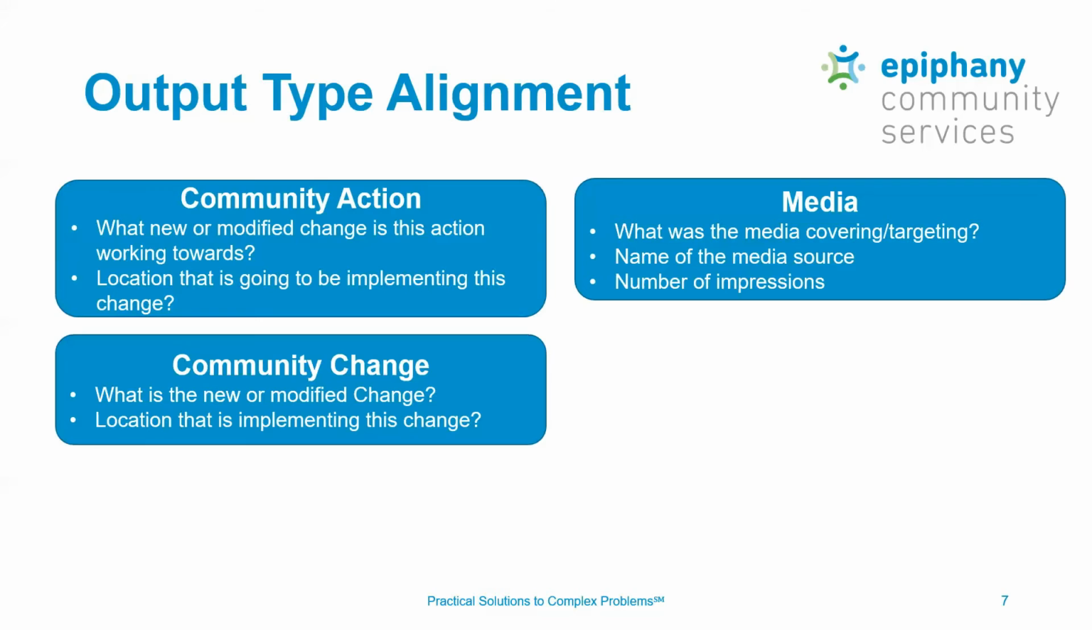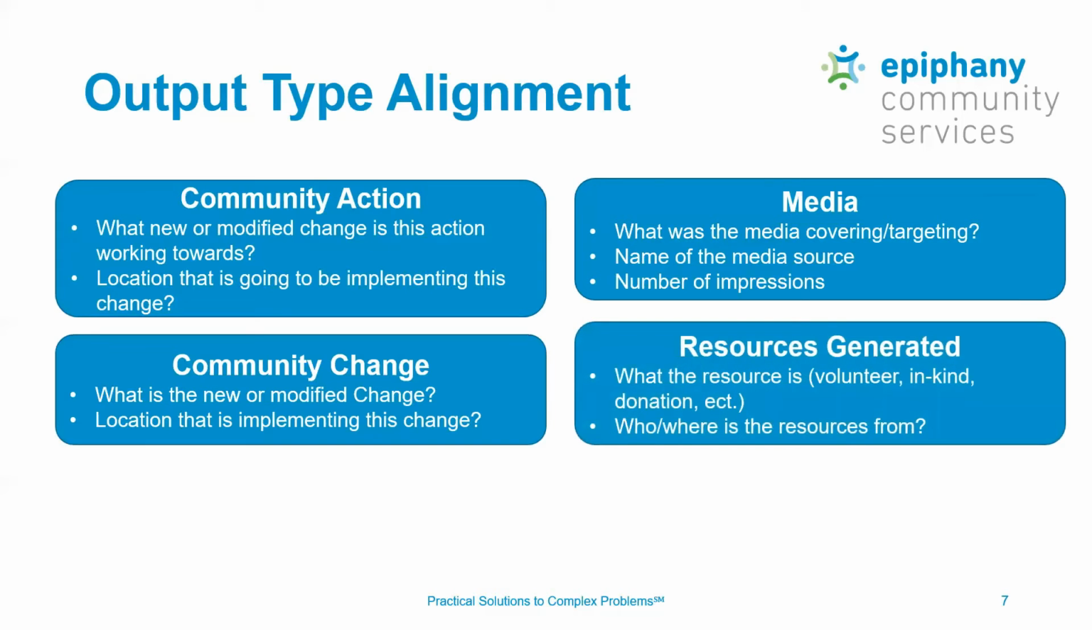Okay, so that is our media. The next output type is resources generated. Resources generated is going to ask for two additional things in our description. The first is what the resource is. So are we tracking volunteer time? Is this for in-kind? Was it a donation? Helping clarify that a little bit will help make sure that the person scoring your data is reading it correctly and aligning it with the correct resource type that you selected.